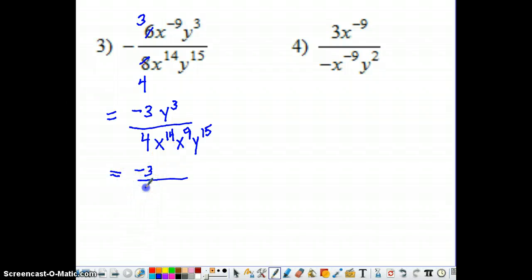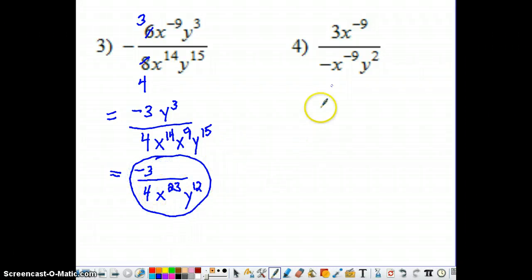Okay, so we have negative 3 over 4. The x's, I'm going to add those exponents because they're in the same level. So we have 14 and 9 is 23. And the y's, since they're on different levels in the fraction, I'm going to subtract them because that's division. 15 take away 3 is 12. And since 15 is larger and it's downstairs, that's where my y to the 12th ends up. So that, my friends, negative 3 over 4x to the 23rd, y to the 12th is the final answer.